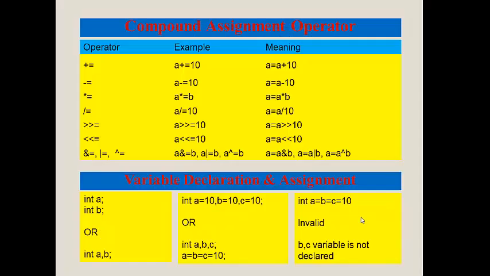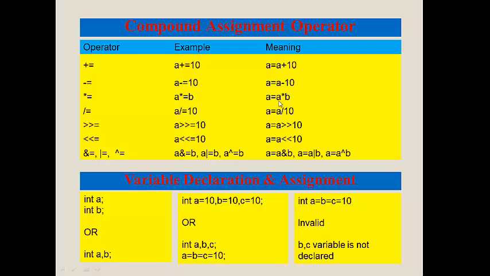Next one is the compound assignment operator. A compound assignment operator, such as +=, does two operations. That is +=, -=, *=. These are all compound assignment operators. Example, a += 10. += is a compound assignment operator. a += 10 means a = a + 10. a -= 10 is equivalent to a = a - 10.